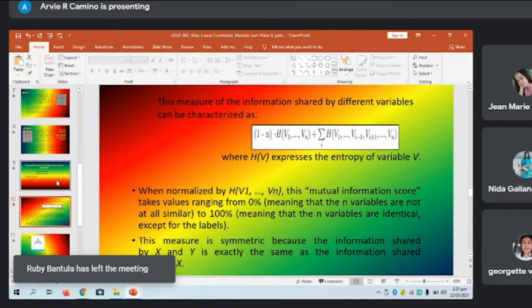This measure is symmetric because the information shared by x and y is exactly the same as the information shared by y and x. The Venn diagram above shows the variability or entropy of the variables V1, V2, and V3 with circles. The shaded area represents the entropy shared by the three variables. It is the dual total correlation.